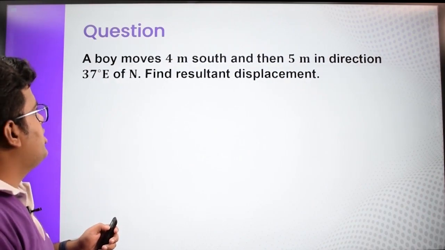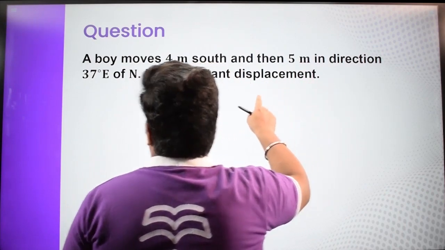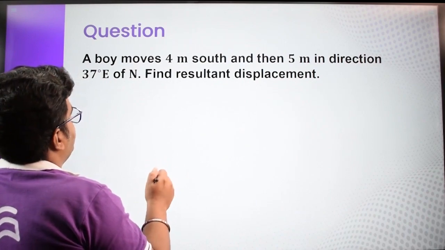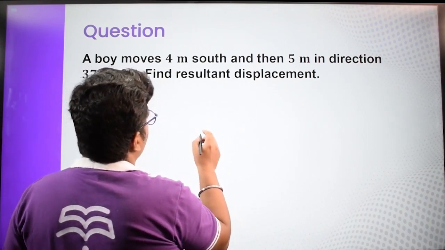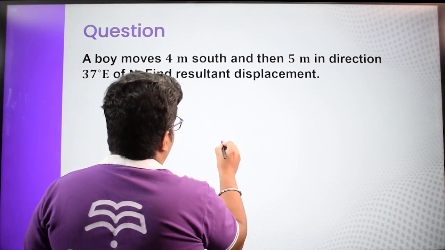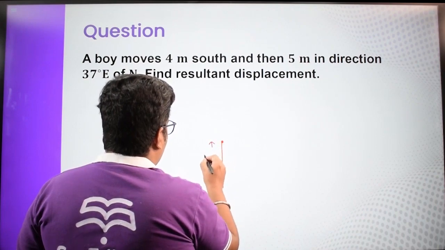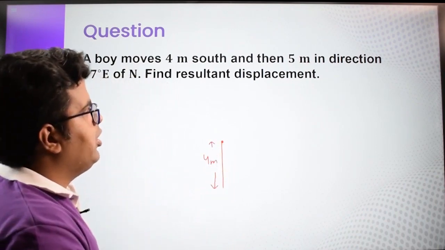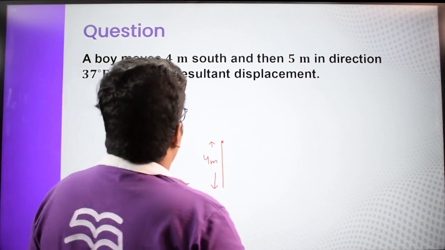Now what does the question say? A body moves 4 meters south and then 5 meters in the direction of 37 degrees east of north. We have to find the resultant displacement. So basically we'll take a body that moves 4 meters south. So 4 meters south means in this direction. Now that's basically the body moving towards the south. That is going to be how much? 4 meters.